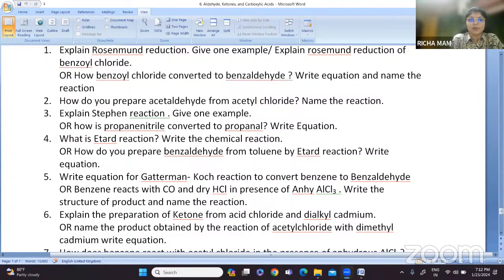How do you prepare acetaldehyde from acetyl chloride? Can you name the reaction? You can use the chat box to answer.